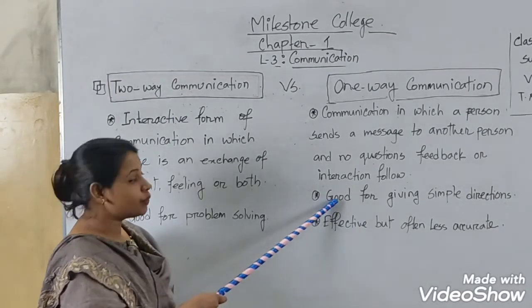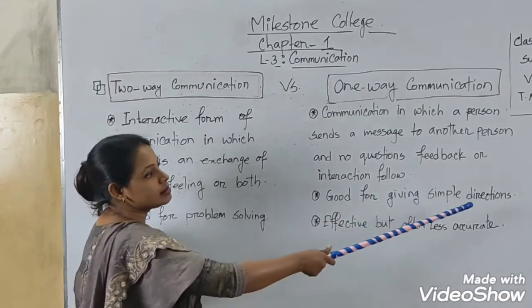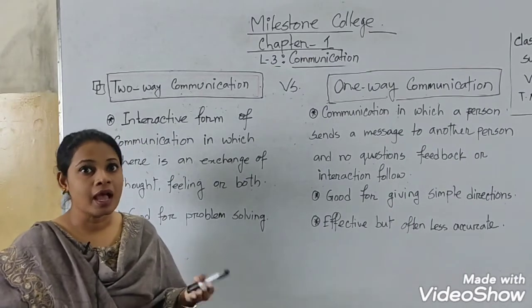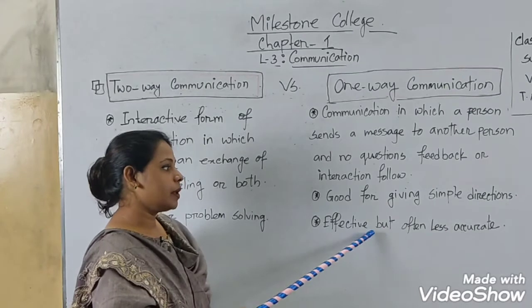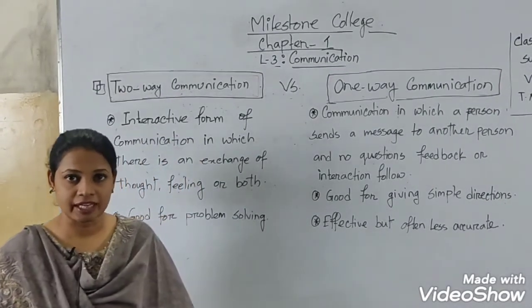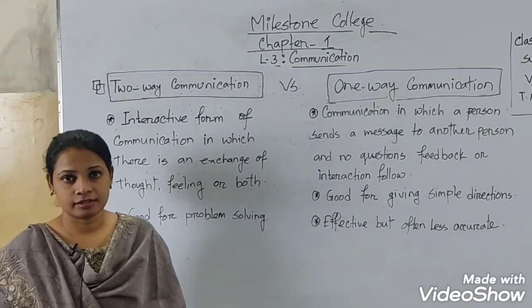And one-way communication is good for giving simple direction. That means I am taking your class, I am giving you the direction. And lastly, it is effective but often less accurate than two-way communication. Hope you are clear about the difference.